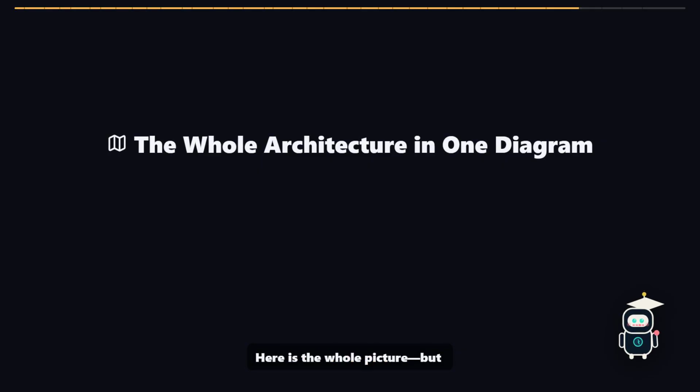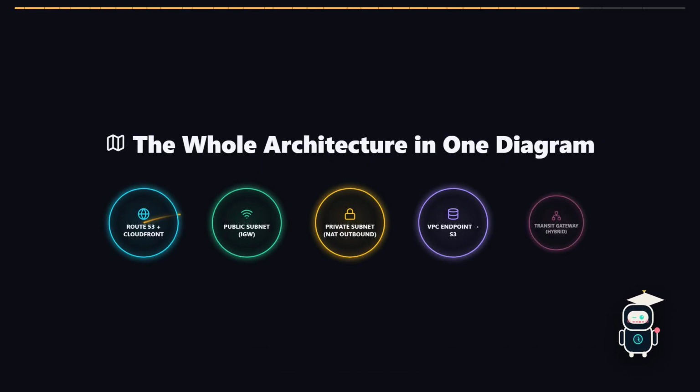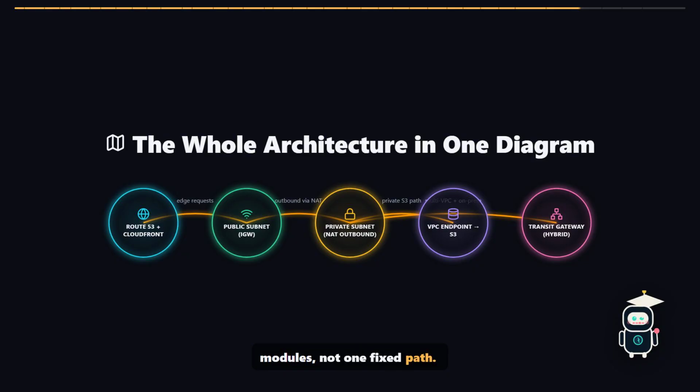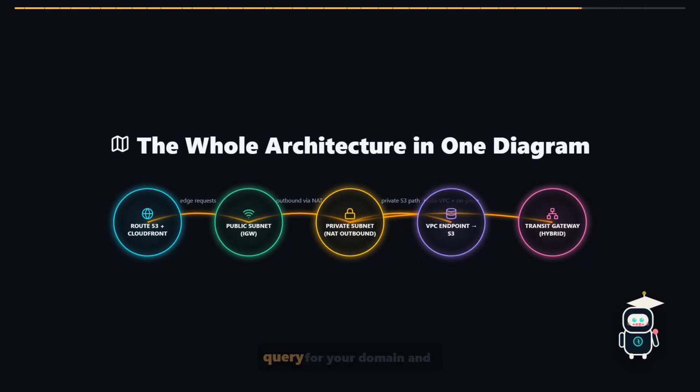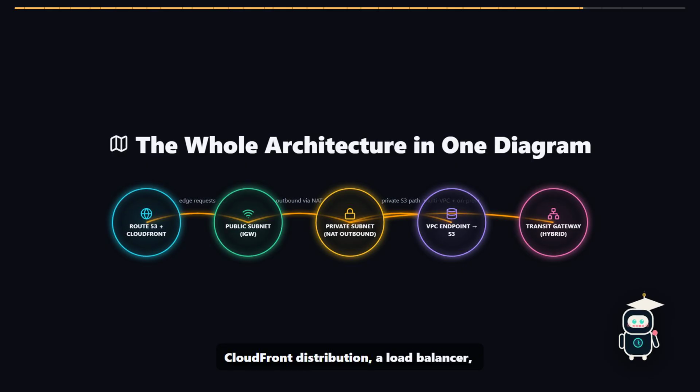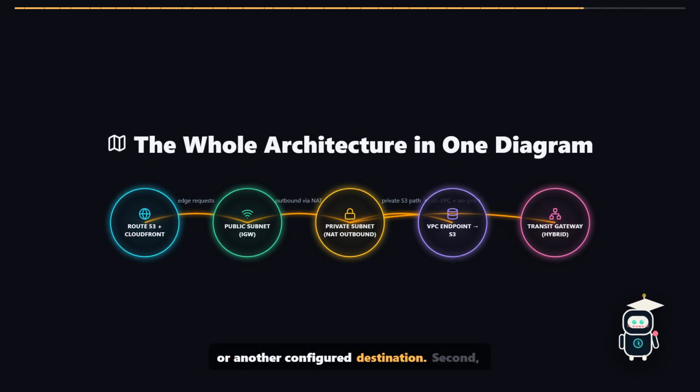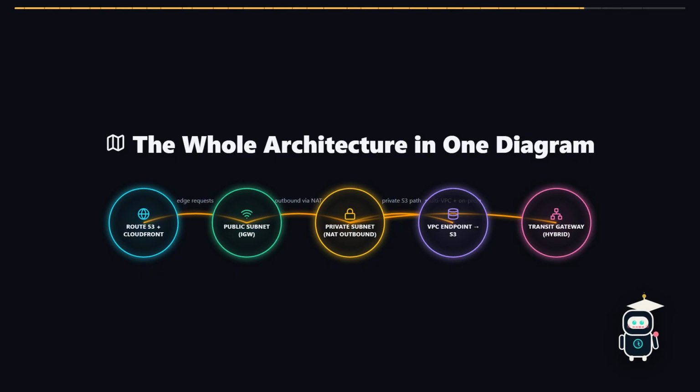Here is the whole picture. But think of it as connected modules, not one fixed path. First, Route 53 handles the name. It answers the DNS query for your domain and can point users toward a CloudFront distribution, a load balancer, or another configured destination. Second, CloudFront handles content delivery.